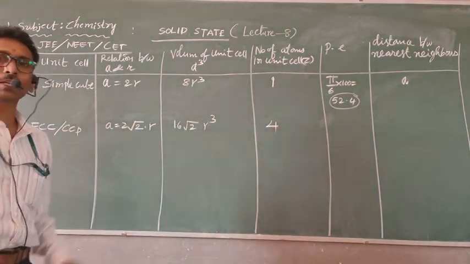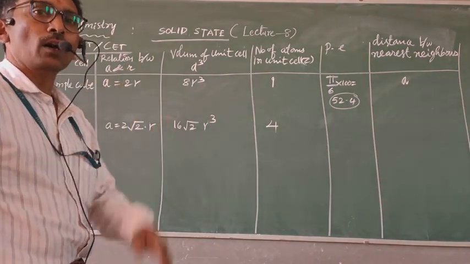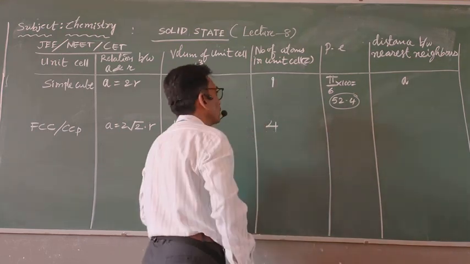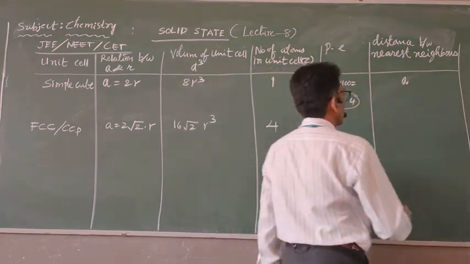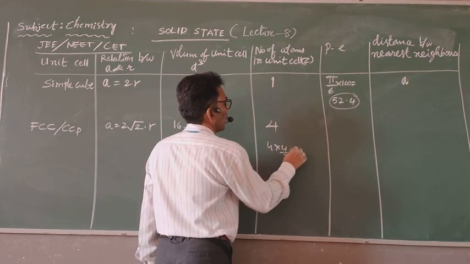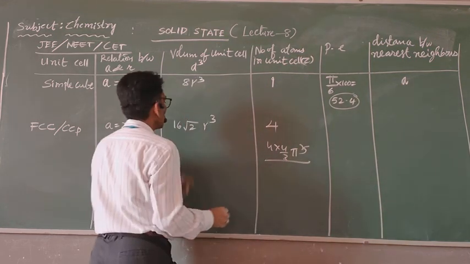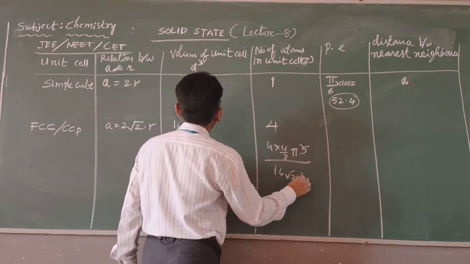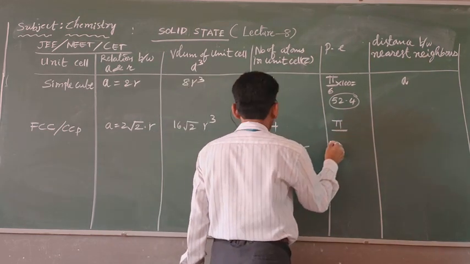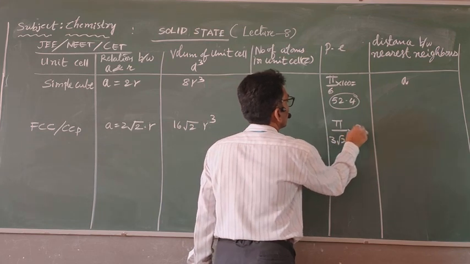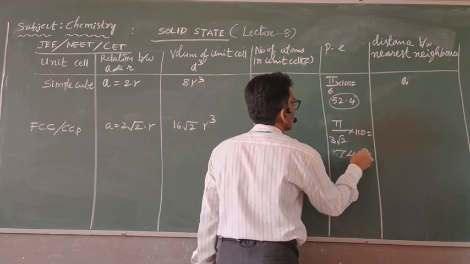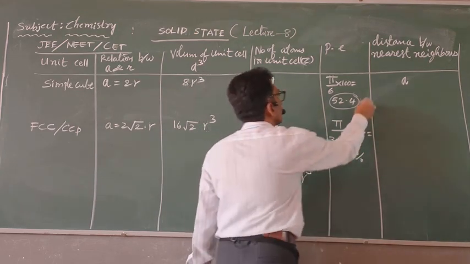8 corners into 1 by 8 is 1. 6 face centers after sharing half, that is 3. 3 plus 1, 4. And here how much answer did we get? I would like to do quickly here. 4 into 4 by 3 pi r cube by 16 root 2 r cube. This is pi by 3 root 2 into 100. That gives you 74% of space filled by the particles.